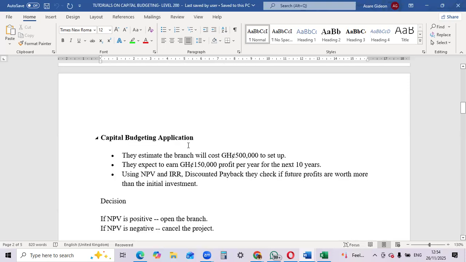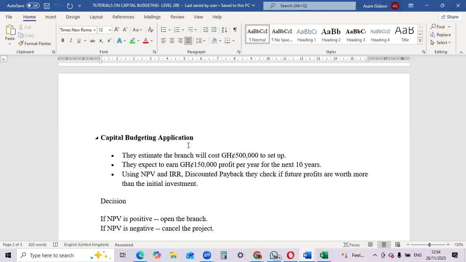Now let's take, for instance, the initial outlay of the business, or the new branch that we want to set up, is 500,000. So it's going to take us 500,000 Ghana cedis to set up that new branch at East Legon. Now let's take, for instance, upon deploying the capital budgeting techniques, we are saying that at the end of every year we are going to generate 150,000 cedis. So the cash inflow per year is going to be what? 150,000 Ghana cedis for the next 10 years.